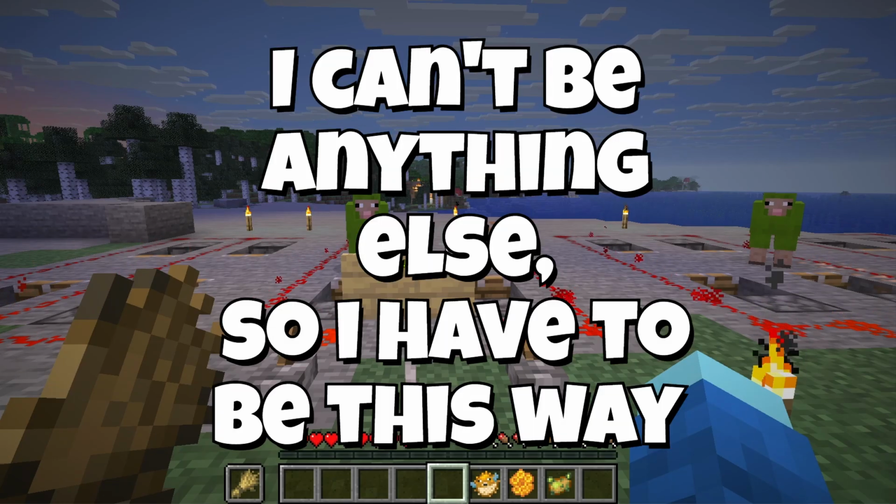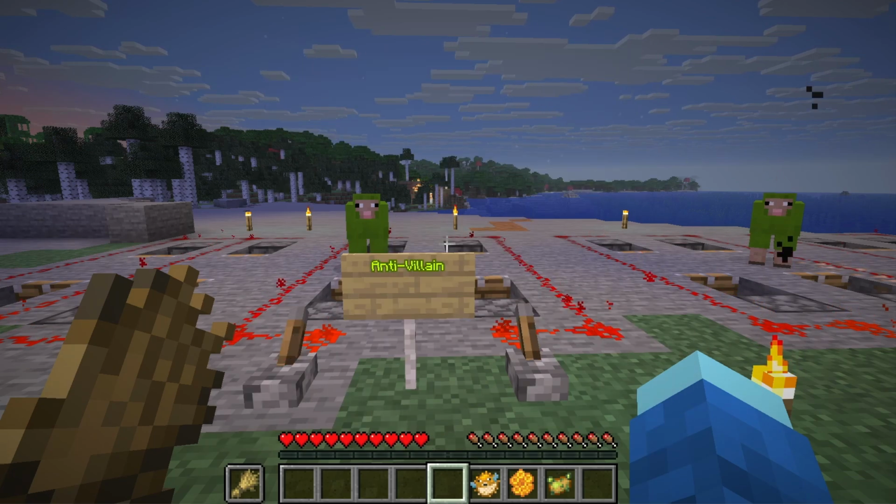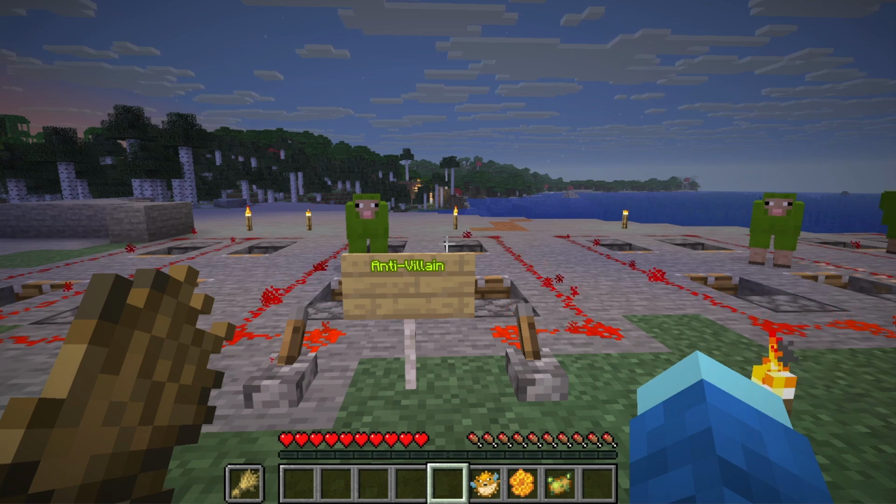The quote I'd look for in these guys is, "I can't be anything else, so I have to be this way." Honestly, pretty sad. They never ever want to hurt anyone, but honestly, their selfish thoughts sometimes accidentally put people in danger. Think Nick Wilde from Zootopia.